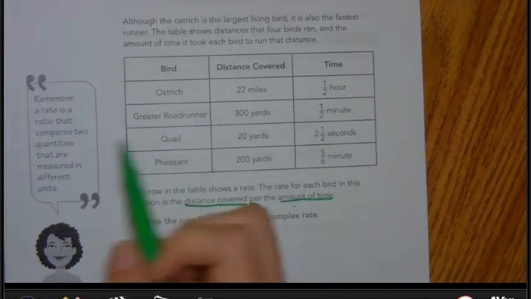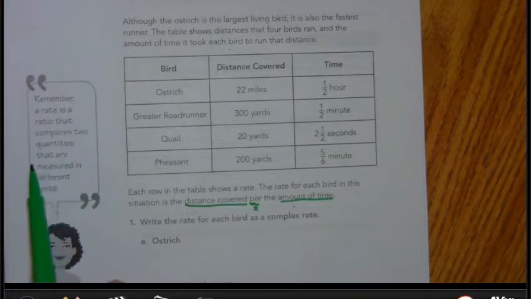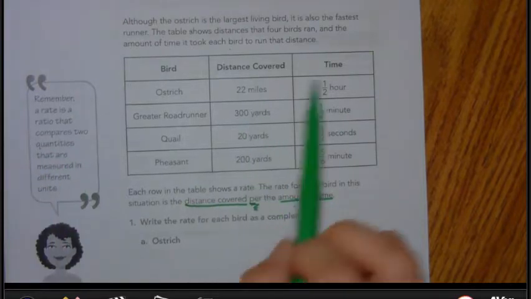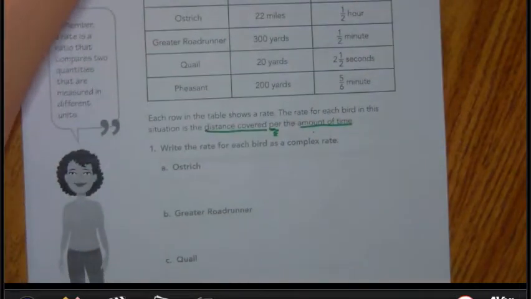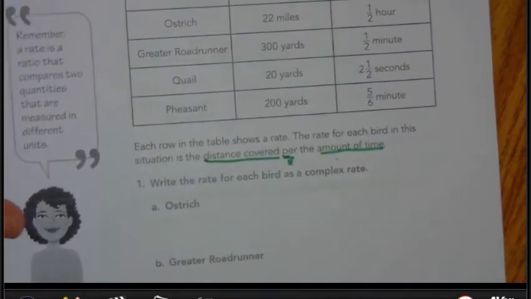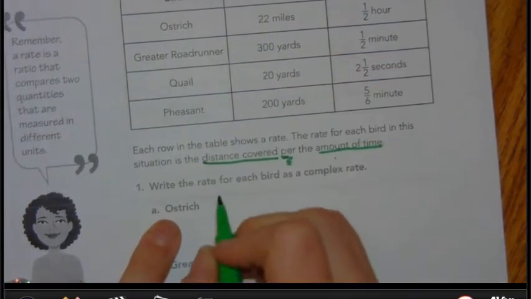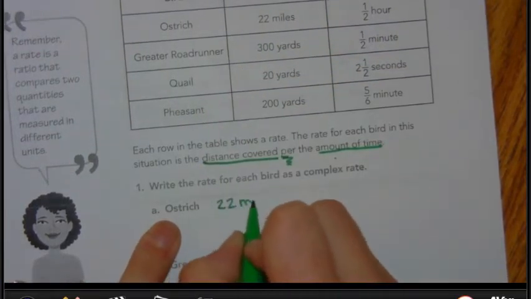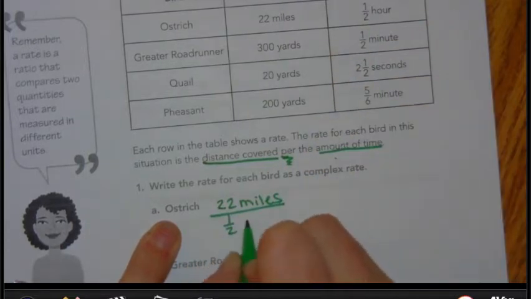All right. And let's look at our reminder here. It says, remember, a rate is a ratio that compares 2 quantities that are measured in different units. Well, I have 2 different units. So I need to write a rate, or a ratio, for each of my 4 birds based off of their distance over their time. Well, my ostrich, he went 22 miles. And how long did it take him? It took him 1/2 an hour.